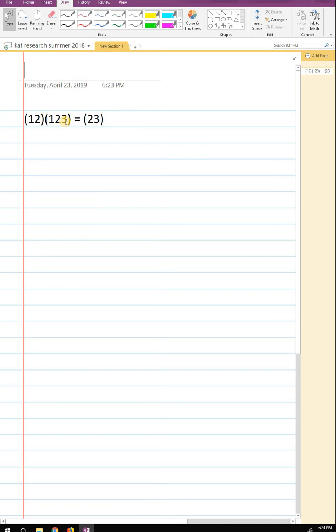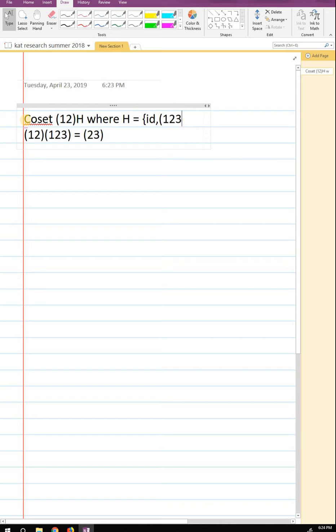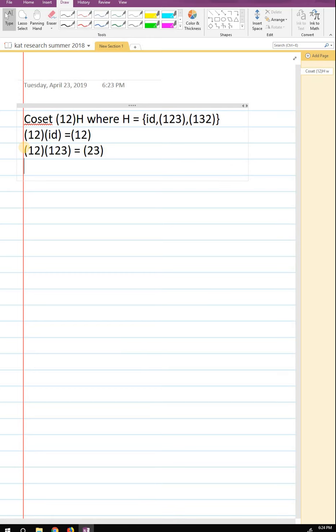All right, so we want to take the coset (1, 2) times h, where h is equal to this set: identity, (1, 2, 3), (1, 3, 2). So if I take (1, 2) times identity, that is equal to (1, 2). Then I've got (1, 2) times (1, 2, 3), I did that, and (1, 2) times (1, 3, 2). What's that?